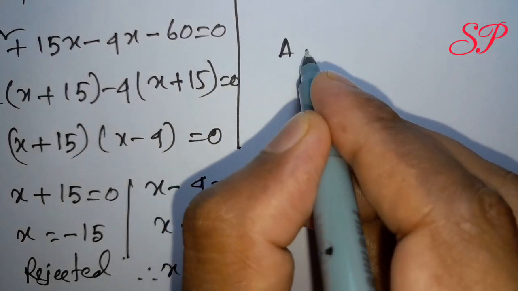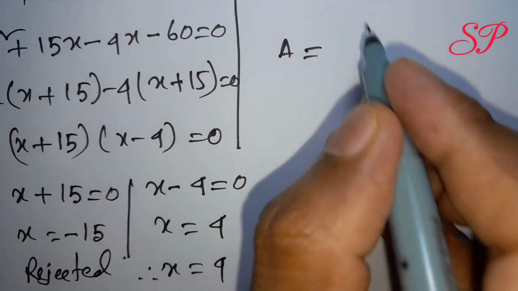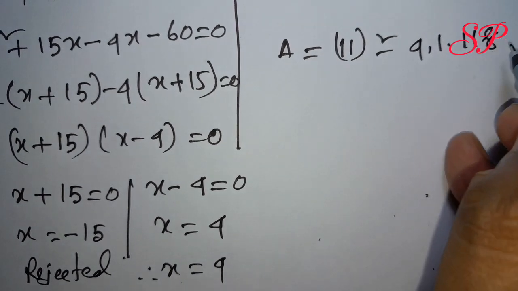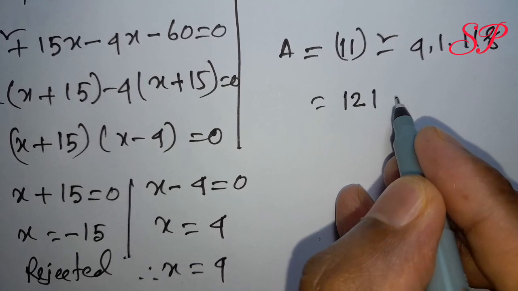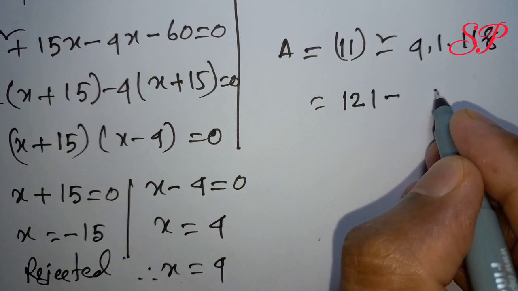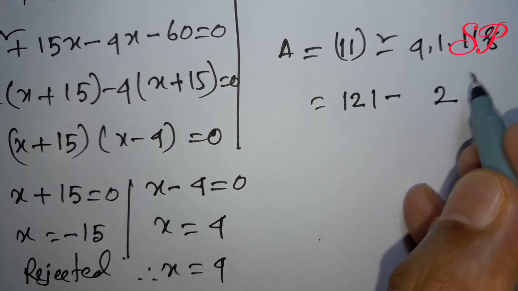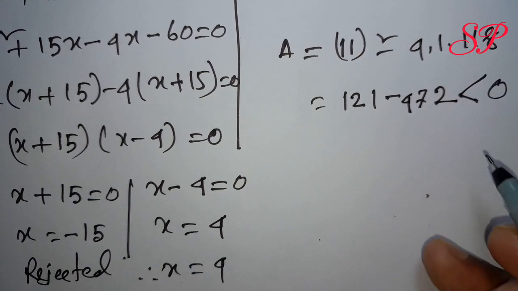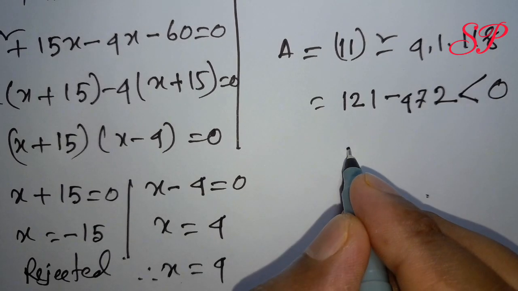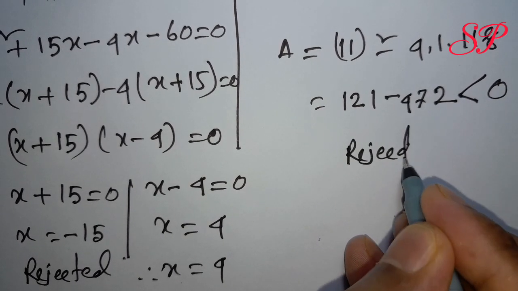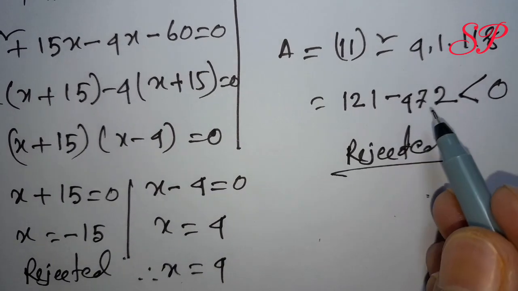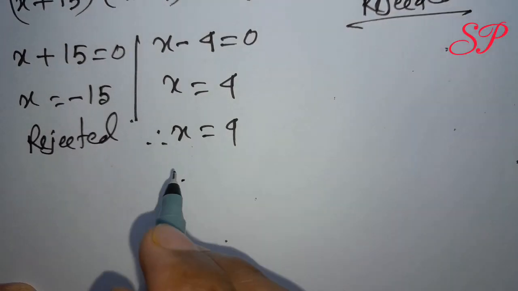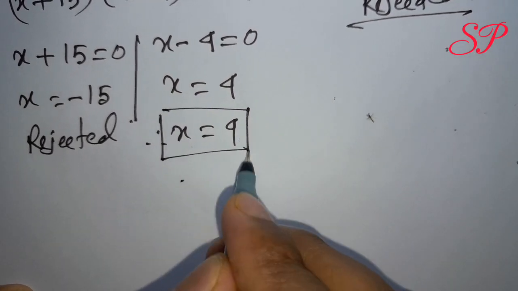Here we test the discriminant: 11 squared minus 4 into 1 into 118, which is 121 minus 472, which is less than 0, so it is rejected, because there is no real value. So the final value of x is equal to 4.